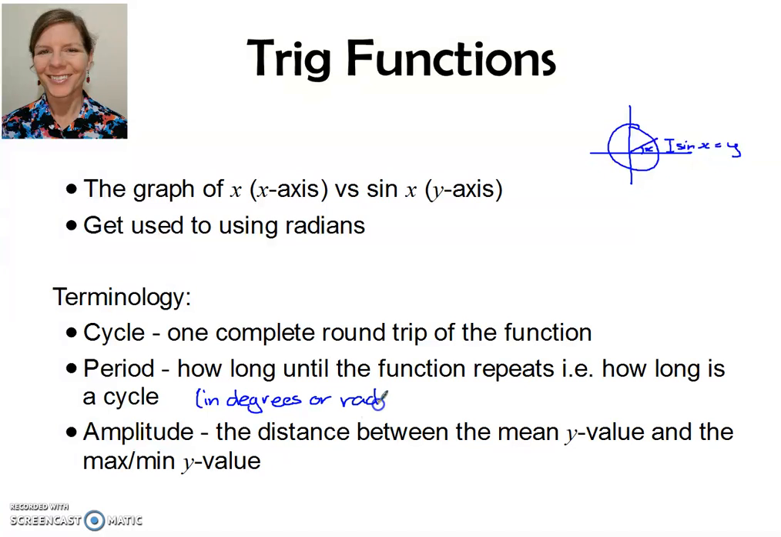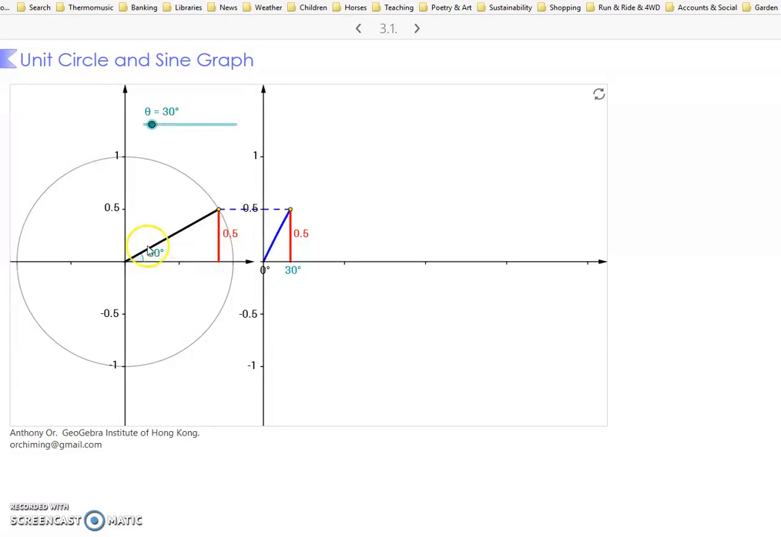And the amplitude is basically the height of the function. It's the distance between the mean y value and the maximum or minimum y value, or you can think of it as halfway between the maximum and the minimum. Now, probably this doesn't make a lot of sense until you've actually seen a function. So let's jump over to GeoGebra and have a look at a function.